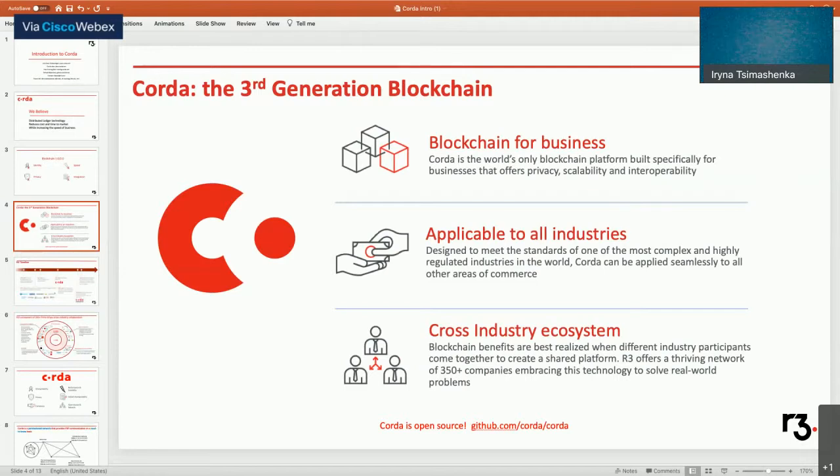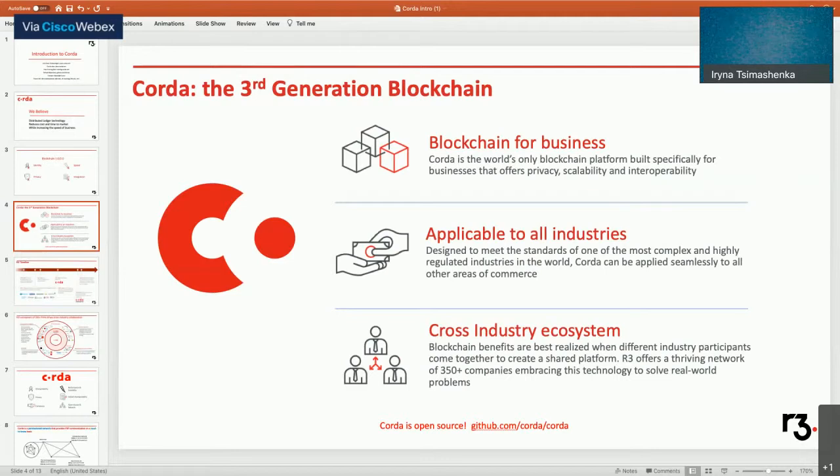Corda is a blockchain for banking, but this is a common misconception. We are not only doing banking. There are many projects in the insurance world, logistics, supply chain, and healthcare systems. But it's also a blockchain for business. It's a platform built specifically for businesses and now offers privacy, scalability, and interoperability.